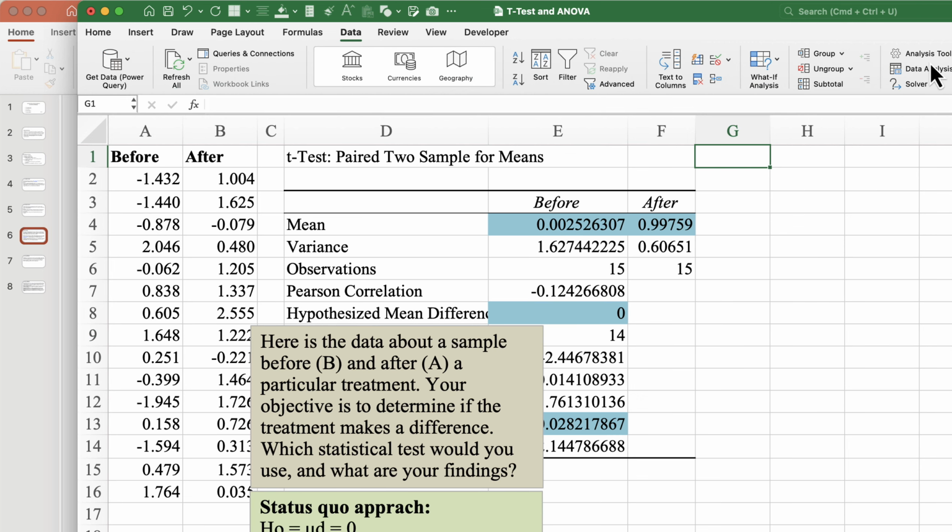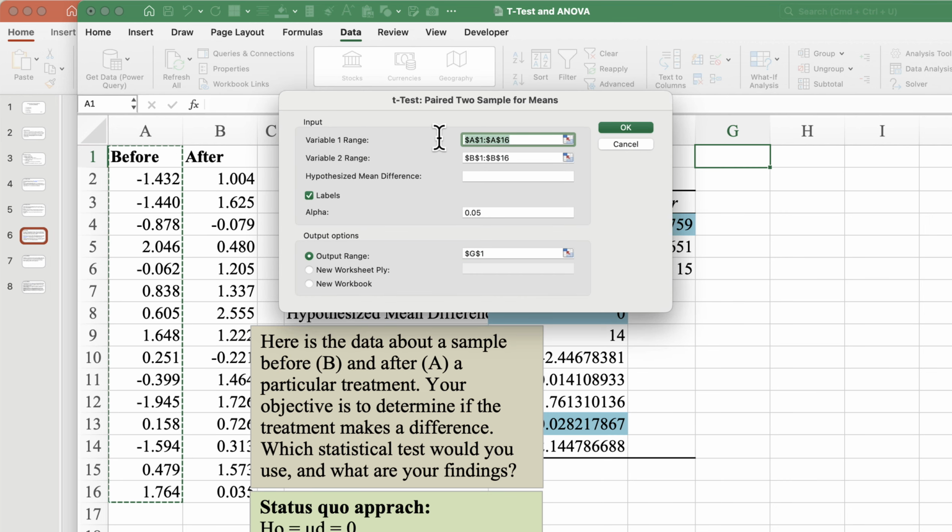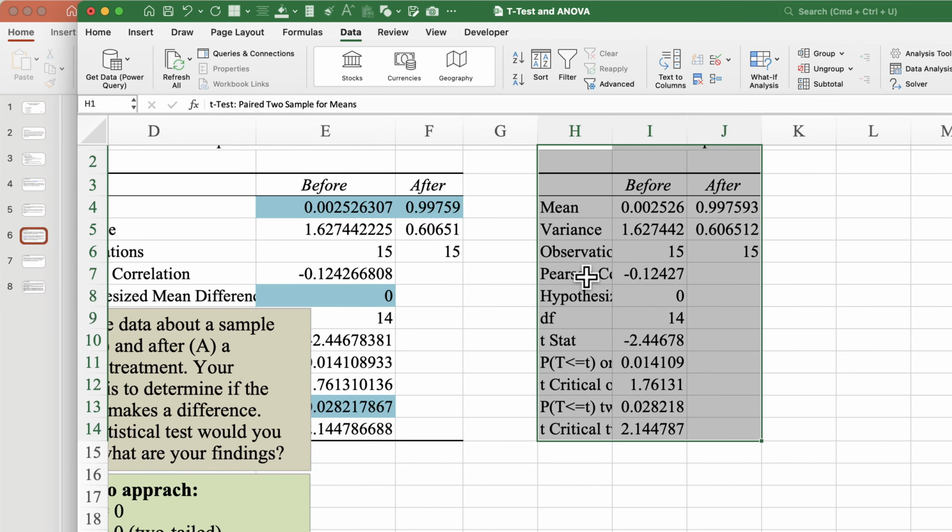So I will be conducting a paired t-test, and Microsoft Excel has this feature. Click on Data and then Data Analysis, Paired Two Sample for Means. Click on OK. And the first one, I will select the before column and then I will select the after column. Click on labels because labels are selected in our selection. Alpha is 5%. For output range, I want my results to appear here. Click on OK, and here we have our results.